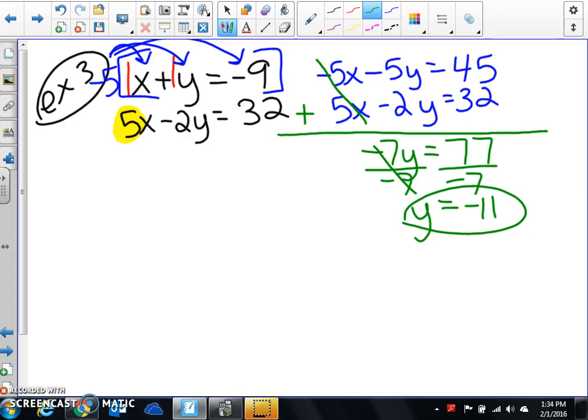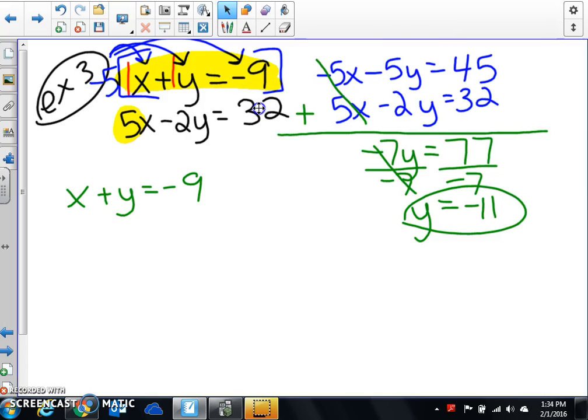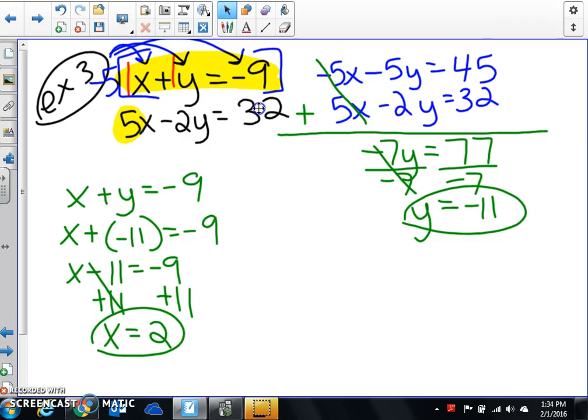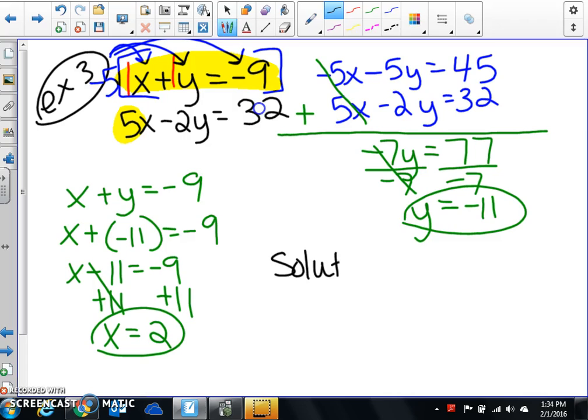I take my top equation, which is x plus y equals negative 9. And notice how I'm taking the equation before I transformed it. I'm just taking the original equation, and I plug in y is equal to negative 11. So x plus negative 11 equals negative 9. So that just becomes x minus 11 equals negative 9. And add 11. So x equals a positive 2. Therefore, my solution is the point x, y, which is 2, negative 11.